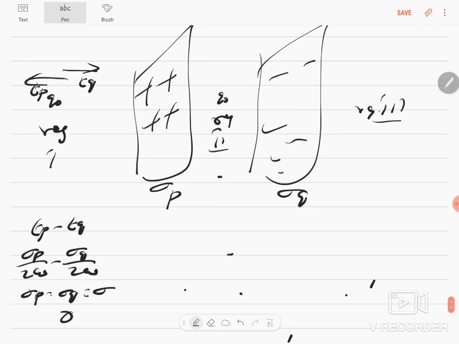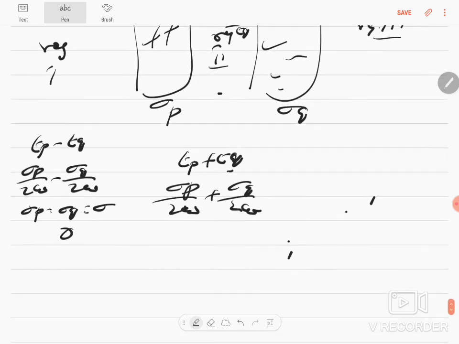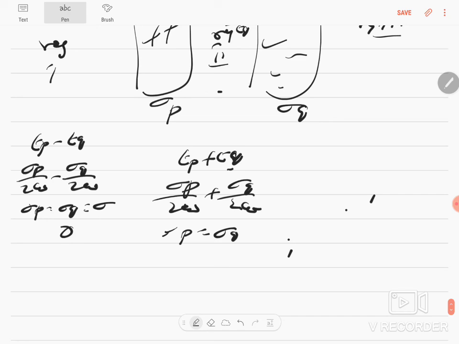So let's consider a test positive charge here. This is going to repel it, this is going to be attracting it. So this is E_P and this is E_Q, both in the same direction. So E_P plus E_Q, which is sigma P by 2 epsilon naught plus sigma Q by 2 epsilon naught. If sigma P is equal to sigma Q is equal to sigma, it will become sigma by epsilon naught at the center. Can you see?